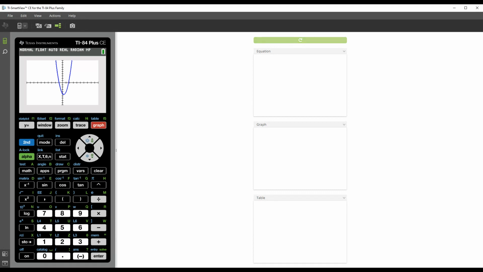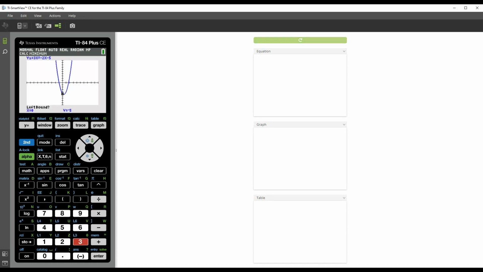Woohoo! Made the graph for me. So I can see that it doesn't have a maximum. It has a minimum. I'm going to show you how to find that. First, go to second, and then trace. You want to find the minimum, number 3.